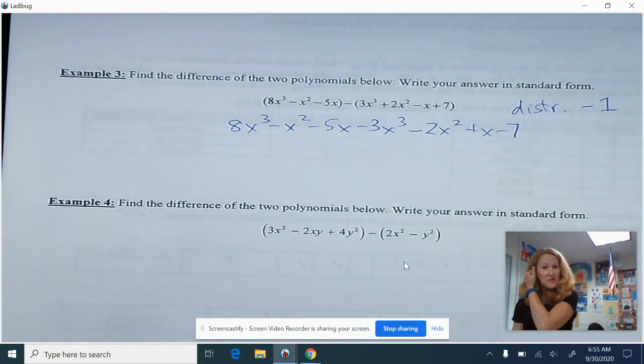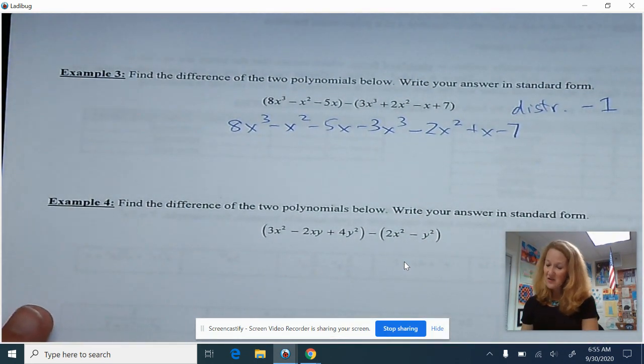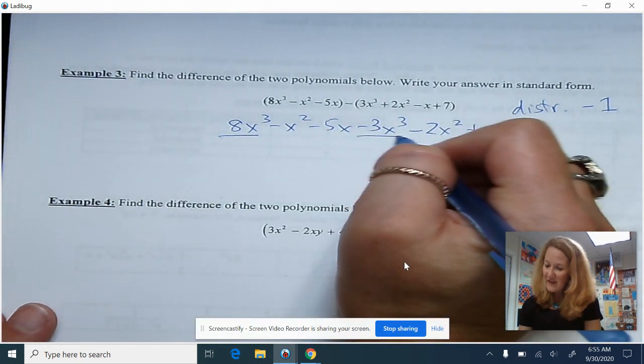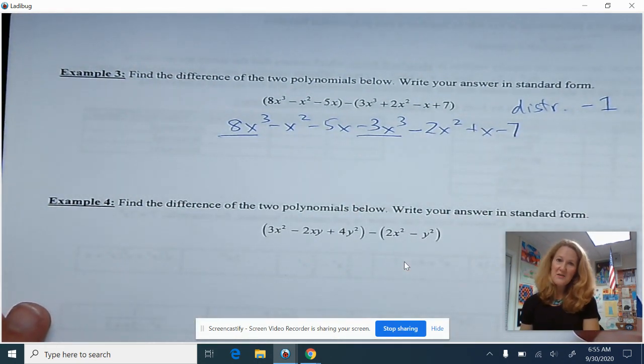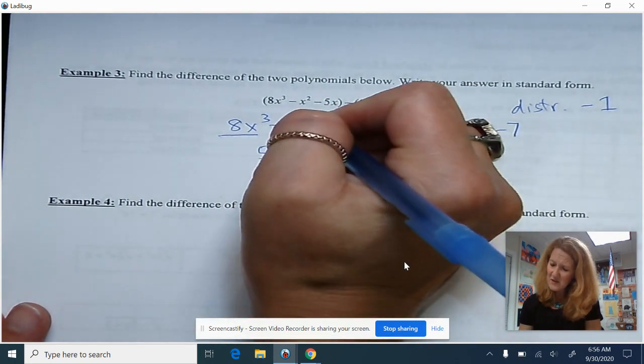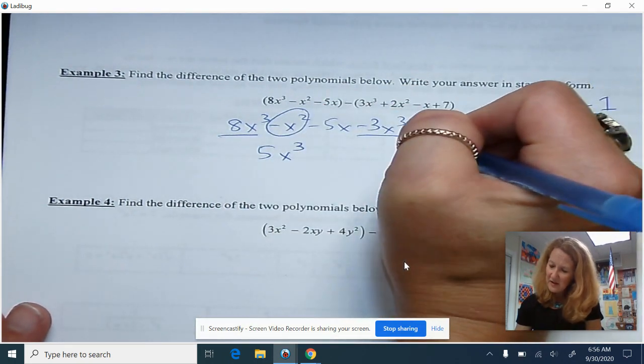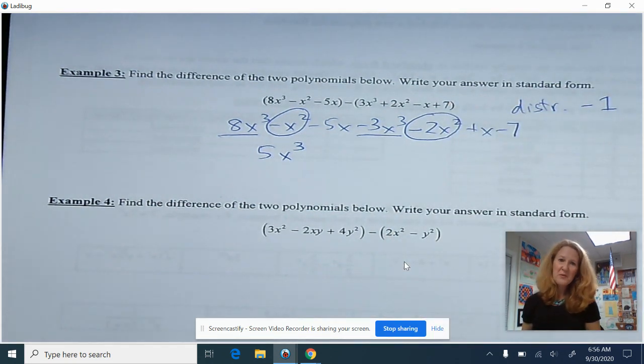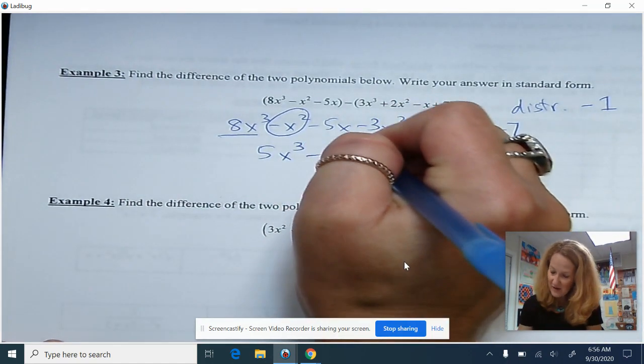And now you would do the exact same thing where you combine your like terms. So I have the x cubed, so 8x cubed minus 3x cubed is 5x cubed. And then the x squares, this time I'm going to circle. Doesn't really matter what symbol you use. So minus x squared or negative x squared minus 2x squared is going to be minus 3x squared.